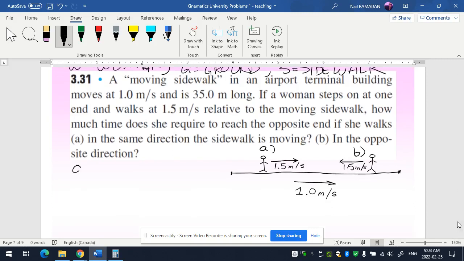Okay, all right, let's do part A. Question, what does part A want? Actually, what do both part A and part B want? The velocity of who according to what? They want how much time? But obviously, to find time, you need speed, right? Because time equals distance, which is the 35 meters, over speed. So we need the relative velocity of the woman according to the person on the ground.